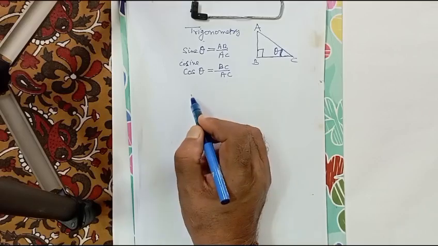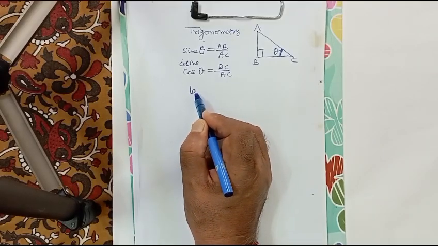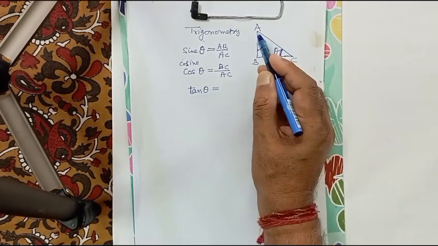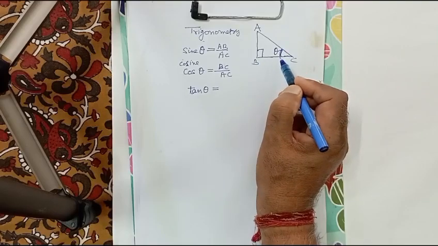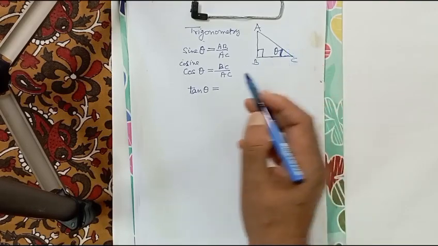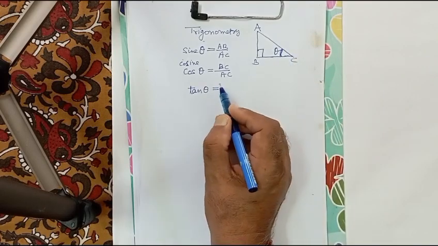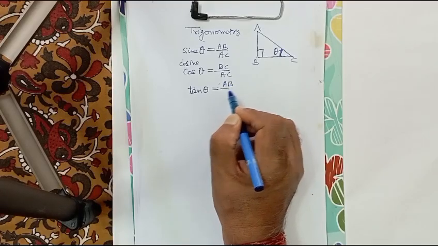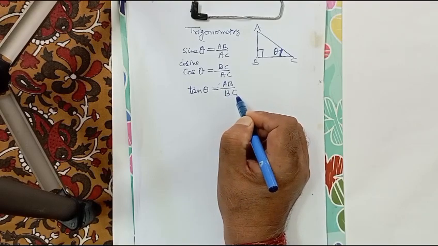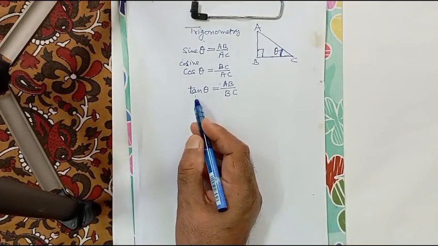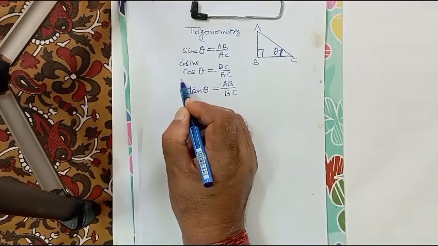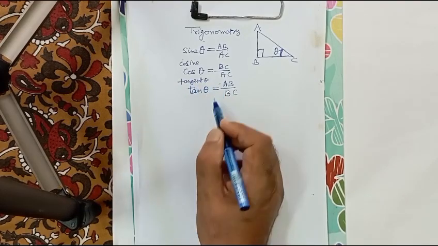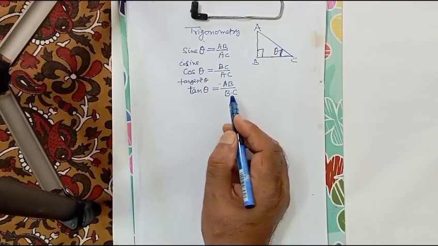And then another trigonometrical ratio is tan theta, and this tan theta is equal to perpendicular upon base for a certain angle in a right angle triangle. So tan theta is the ratio of the perpendicular upon base. This tan theta is also called tangent theta. We call it tangent theta, but in short form you may call it tan theta.